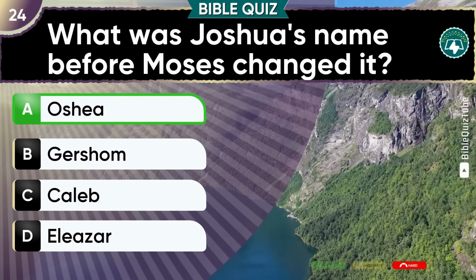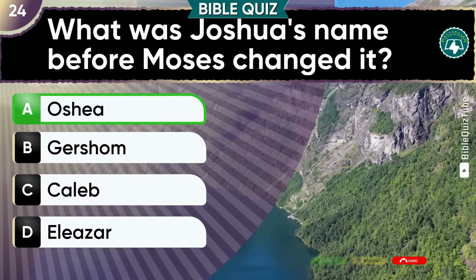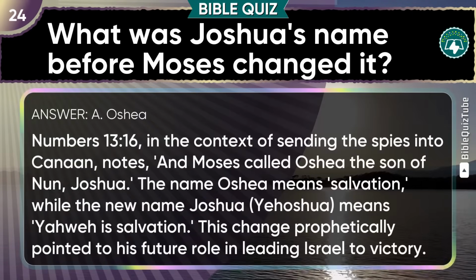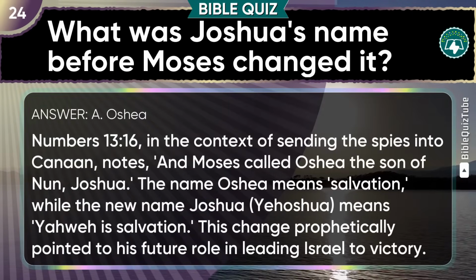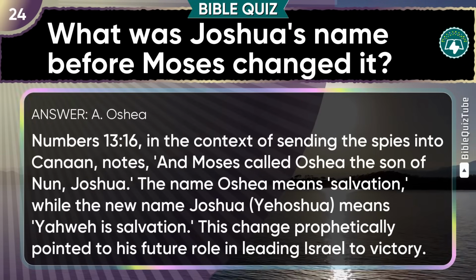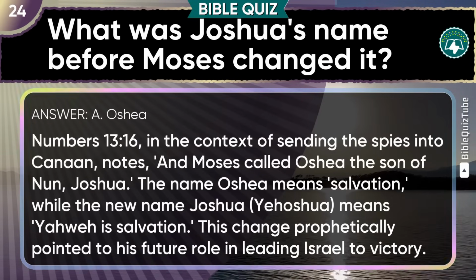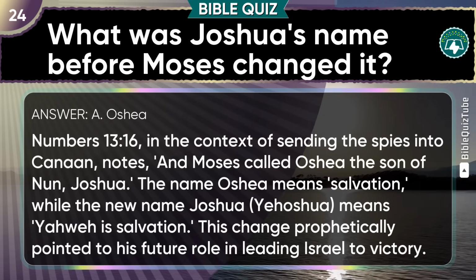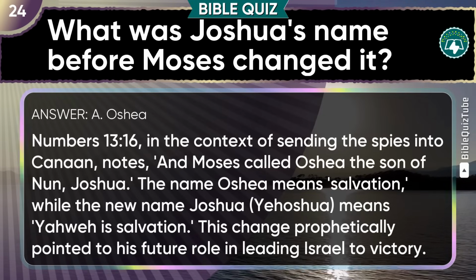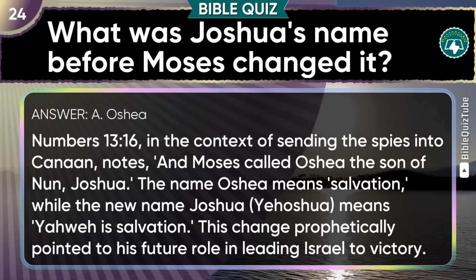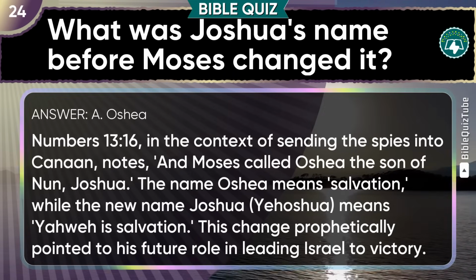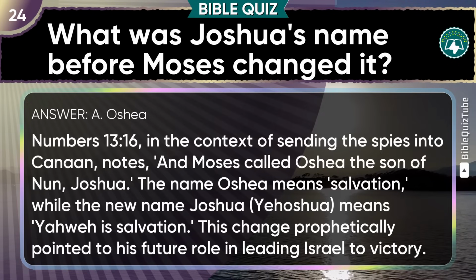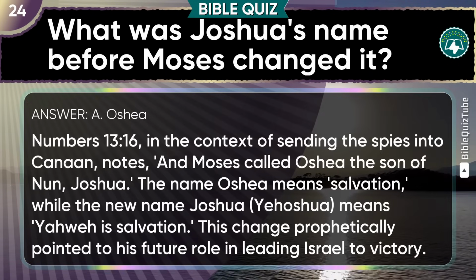Brilliant. Option A, Ashiah, is spot on. The explanation. Numbers chapter 13 verse 16, in the context of sending the spies into Canaan, notes, "And Moses called Ashiah the son of Nun, Joshua." The name Ashiah means salvation, while the new name Joshua, Yehoshua, means Yahweh is salvation. This change prophetically pointed to his future role in leading Israel to victory.